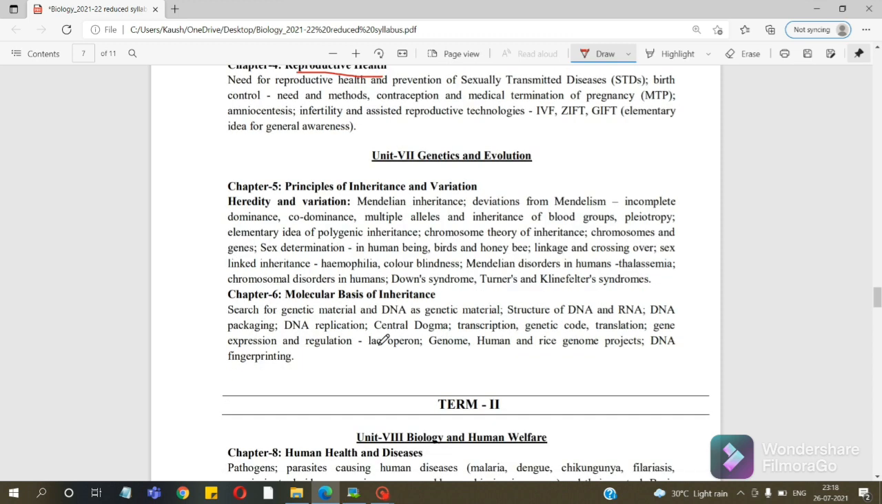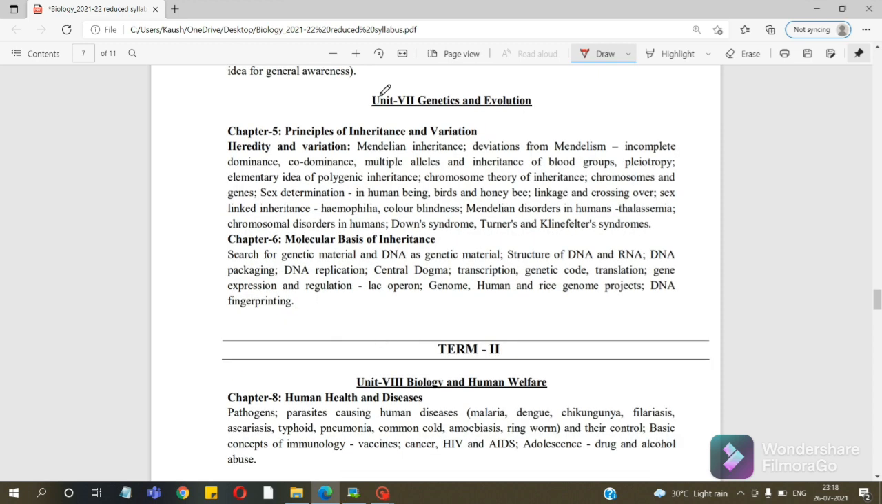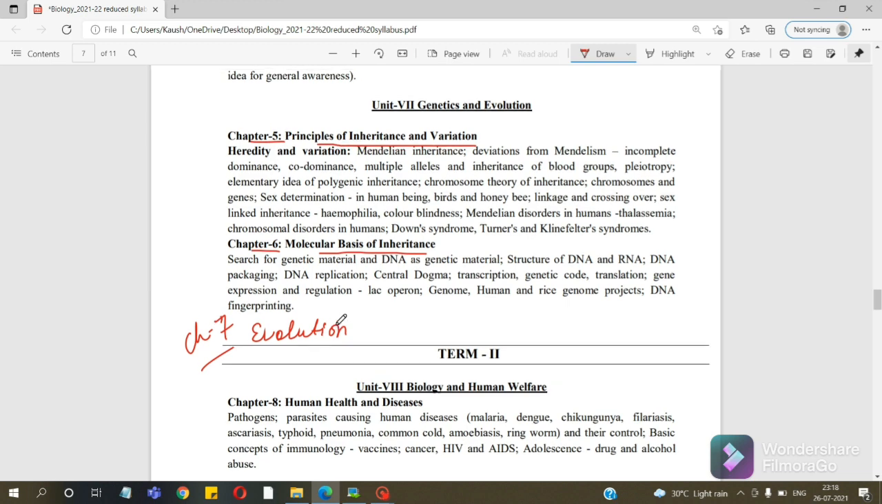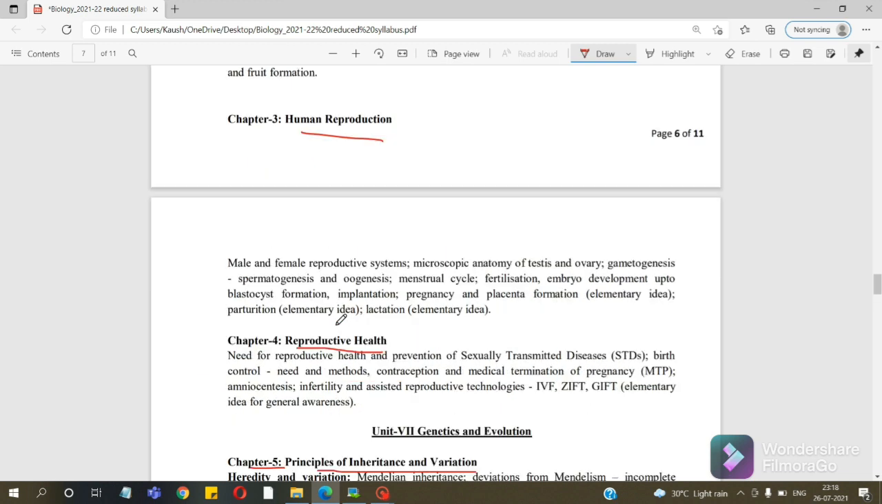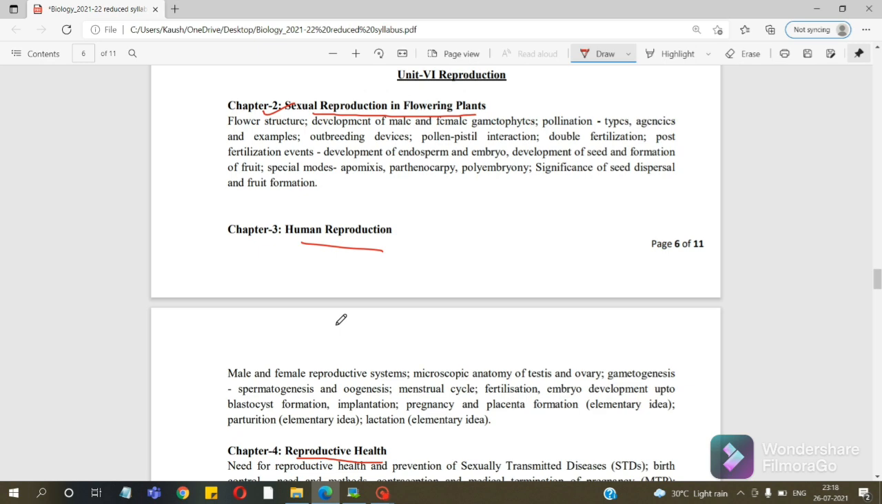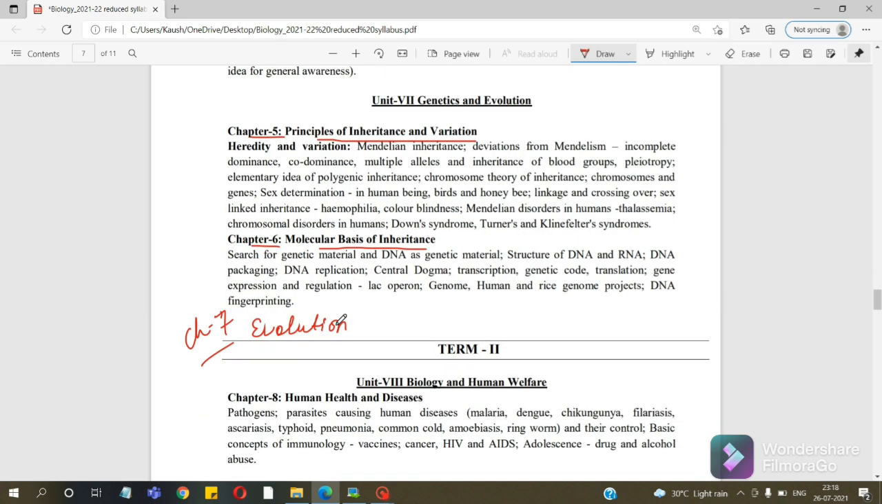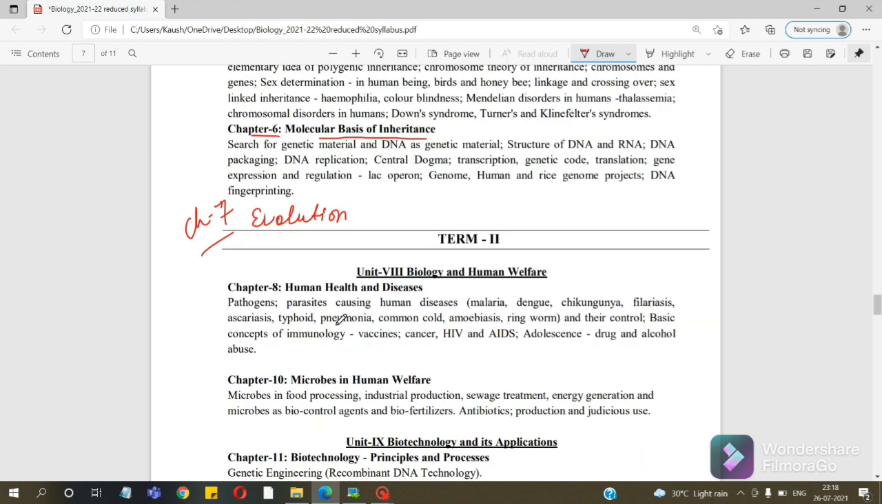Next unit, genetics and evolution. From this unit we have chapter number 5, principles of inheritance and variation, and chapter number 6, molecular basis of inheritance. Chapter number 7, evolution, is not there. So this is all about your Term 1 syllabus. In Term 1 you have only 5 chapters, chapters 2, 3, 4, 5 and 6. So a total of 2 chapters are not there, the chapter on evolution and the chapter on reproduction in organisms.